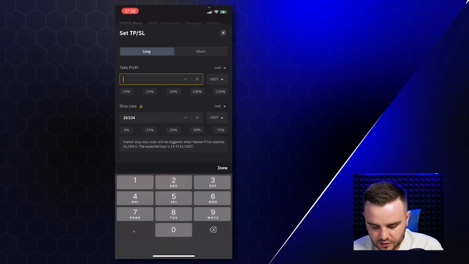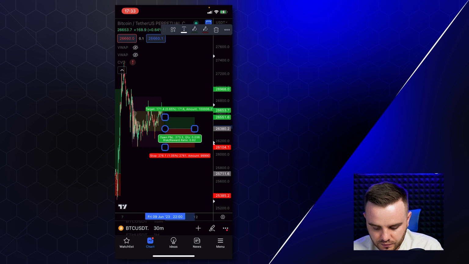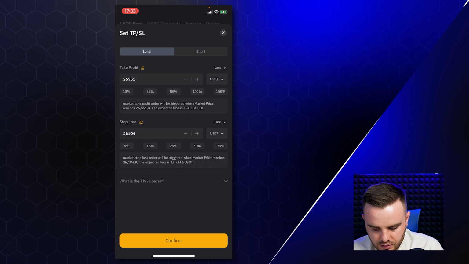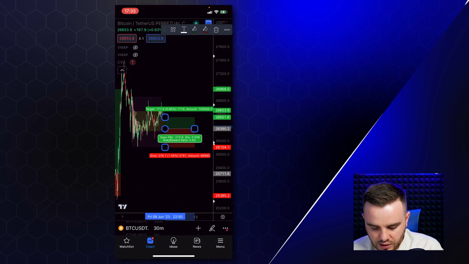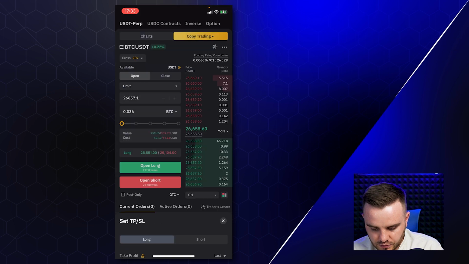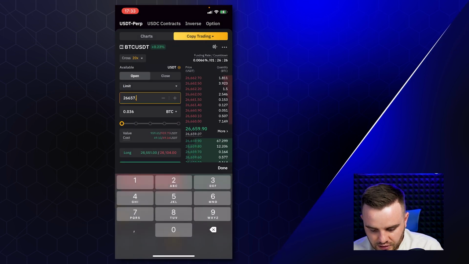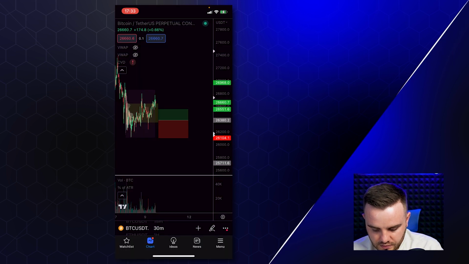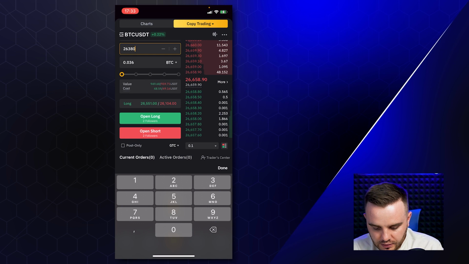Stop loss 26,104, and take profit 26,551. As you can see here, TradingView shows you what your potential stop loss and your potential take profit will be if the price reaches those areas. And confirm. And we set the limit order at 26,380 as we wrote here. And open. If you set buy limit, you push open long.